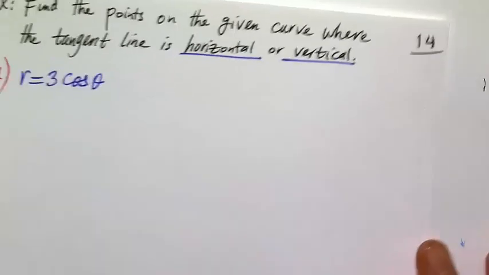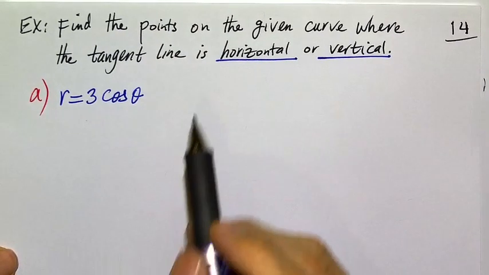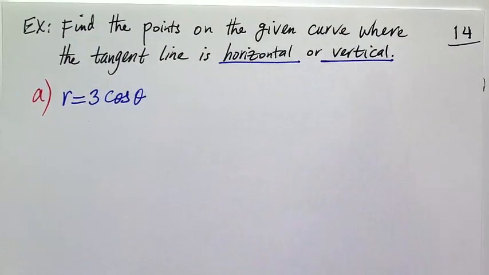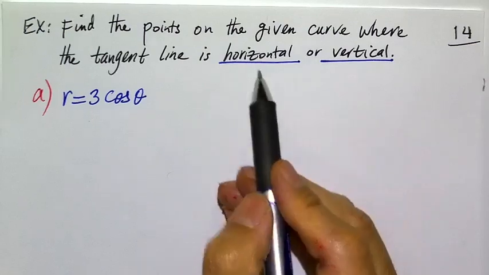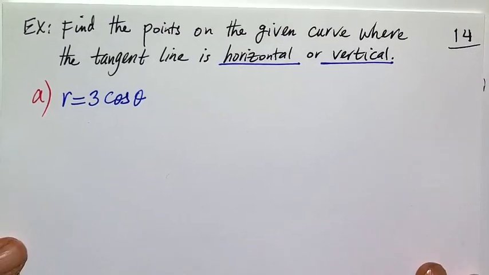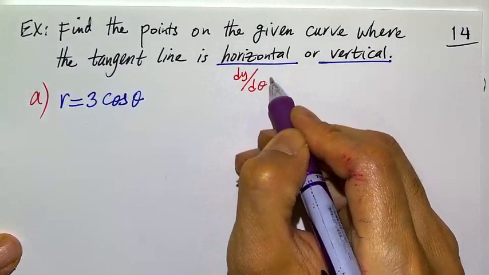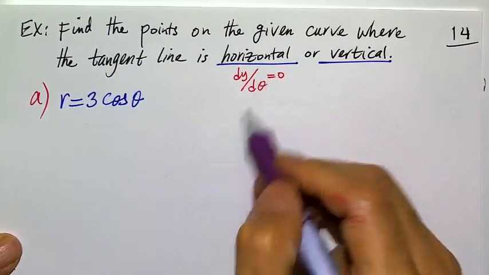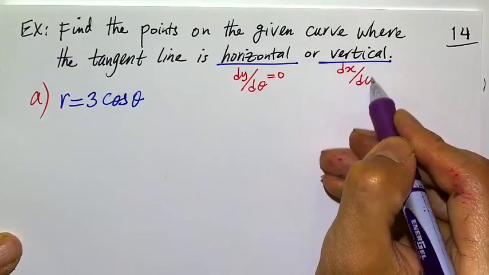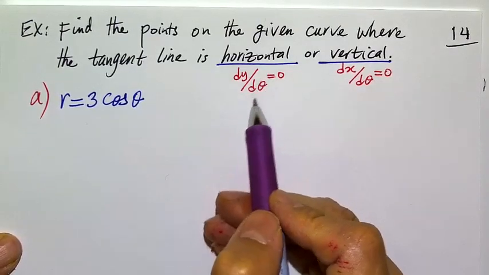All right, so next, let's do an example of this kind, which is find the points on the given curve where the tangent line is horizontal or vertical. So we know that for a tangent line to be horizontal, dy/d theta has to be 0, right, for this to be true. And for the tangent to be vertical, then dx/d theta has to be equal to 0. So in each case, that's what we'll be looking for.